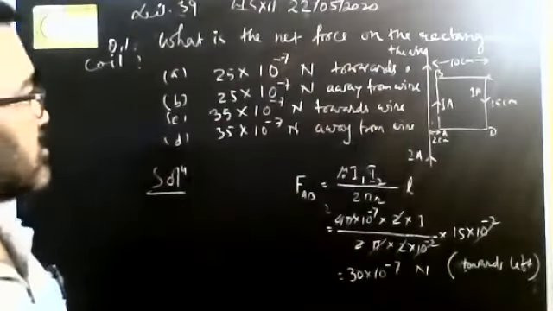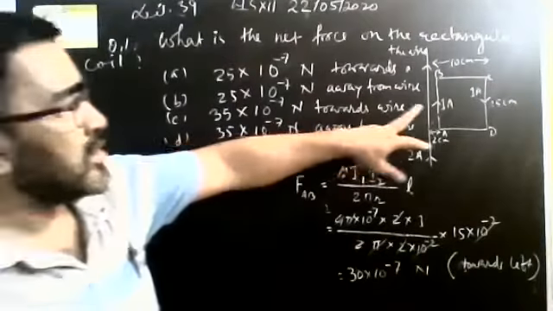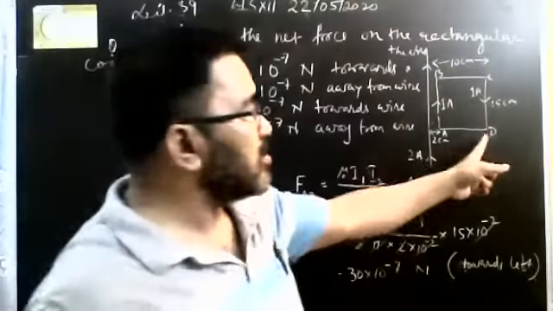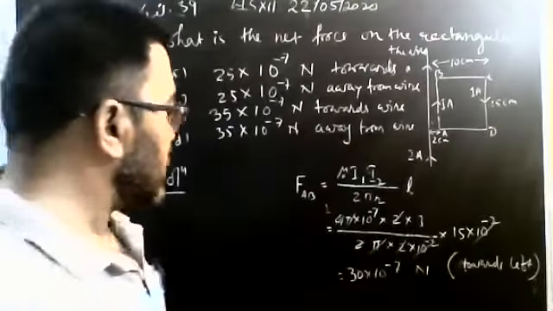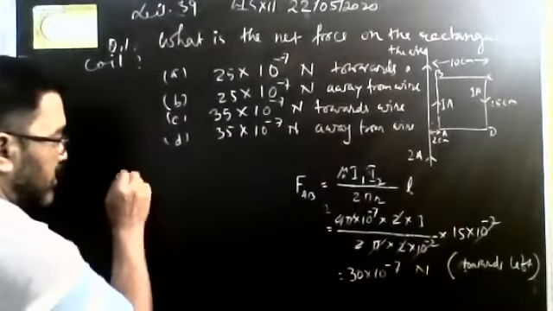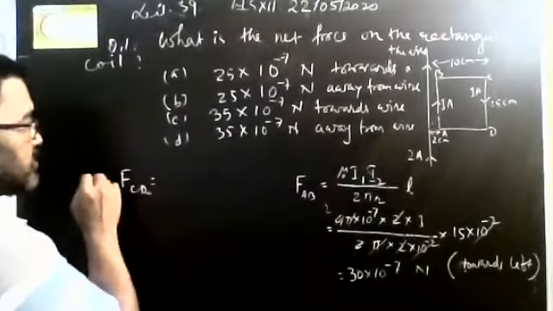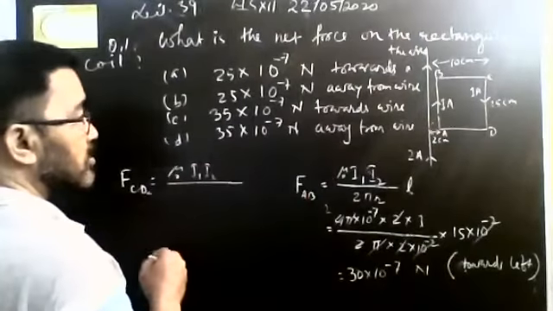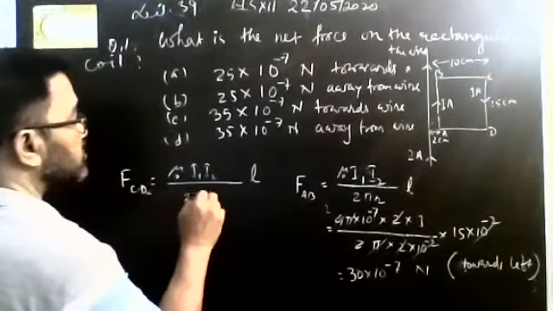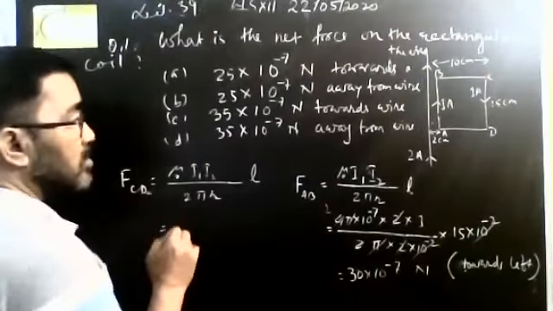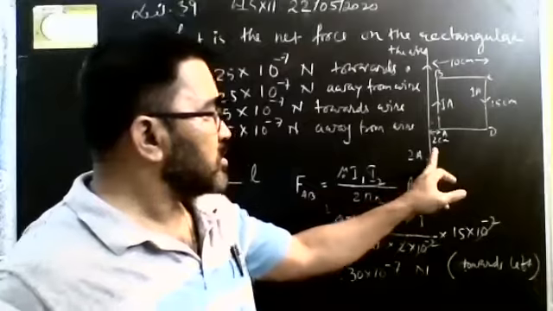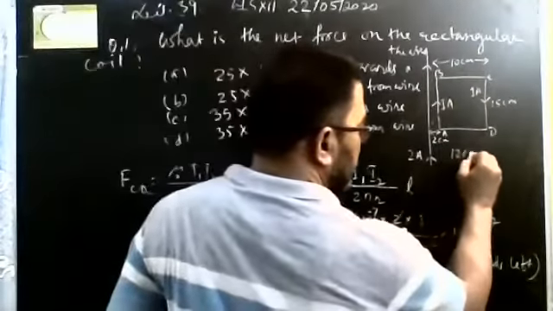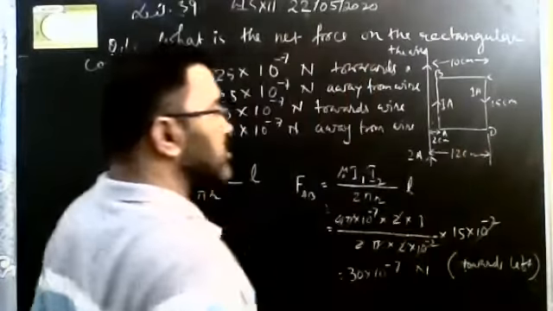Now you are asked to find out the net force, that is you have to find the force on CD also. The force on the CD conductor you have to find, same formula. So now let us find FCD. FCD will be mu naught I1 I2 L by twice pi R, same formula. Only R will change. What will R be? The distance from the wire to CD will be 2 plus 10, 12 centimeter. The net distance will be 12 centimeter. The rest will remain the same.